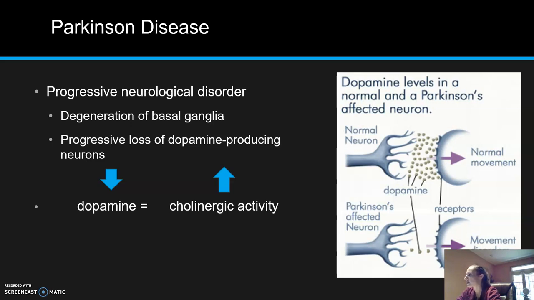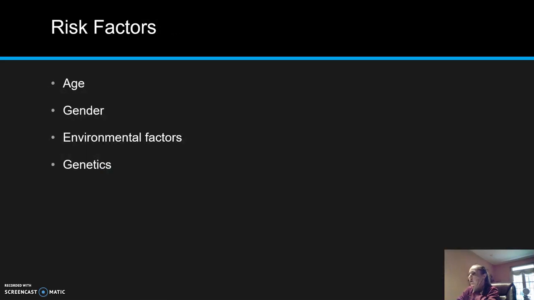It's progressive, it is terminal, meaning that it is not something that can be cured. It's a progressive degeneration of the basal ganglia and loss of dopamine producing neurons. So as you lose dopamine, you increase cholinergic activity. So you have movements, but they are disorganized and involuntary sometimes. I almost like to think of this as like a short in a circuit, and the message is just not being carried through the way that it's supposed to be.